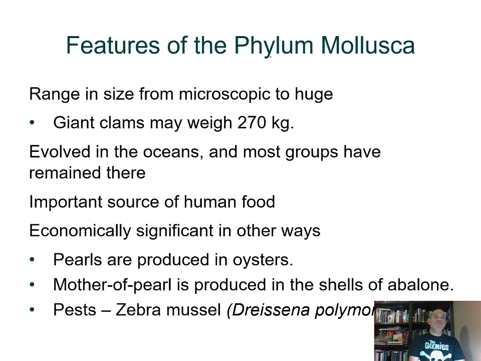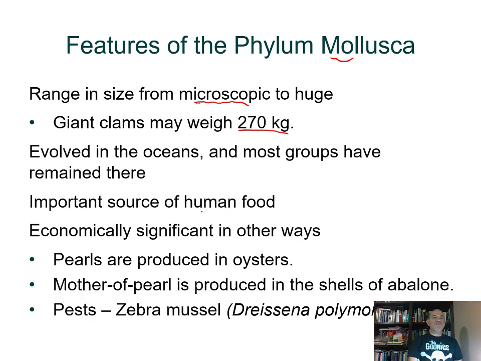So what are some features of the phylum overall? First of all, they range in size from being very, very tiny, microscopic, to huge. There's a clam that can weigh nearly 600 pounds. That's 270 kilograms. A kilogram is roughly 2.2 pounds. So when you do the math, it's like about 600 pounds. They live in oceans, and most groups have remained there. The snails are a group that's actually left the water. Some live in fresh water as well.